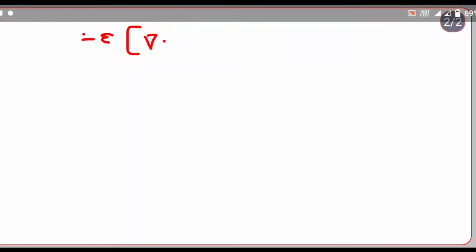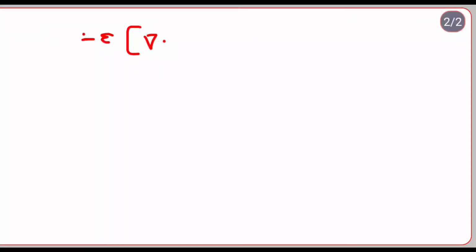Taking minus epsilon outside, because overall we have del dot del V equal to rho V. Simply we are taking minus epsilon outside. The equation 5 we can write like this.